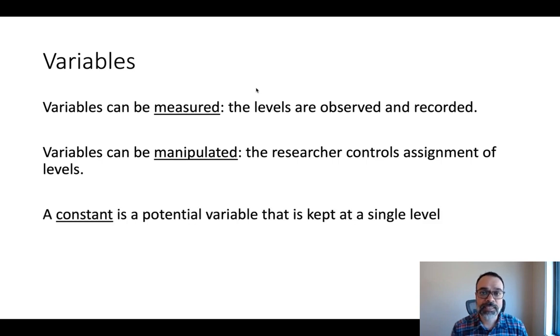A constant is something that could have varied, could have been a variable, but that's kept at a single level. So it's not a variable, but usually when we point out that something's a constant, it's because we're thinking, well, it might have varied.